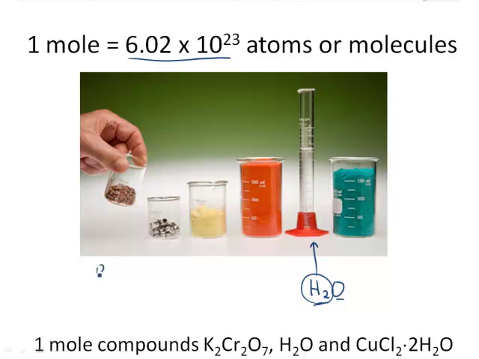Kind of like if you had a pair of people, 2 people, you'd have a total of 4 arms, because each person has 2 arms. It's just like that. Potassium dichromate, a mole of that contains a mole of potassium dichromate units, which means it would have 2 times Avogadro's number of potassium atoms, and, for example, 7 times Avogadro's number of oxygen atoms.